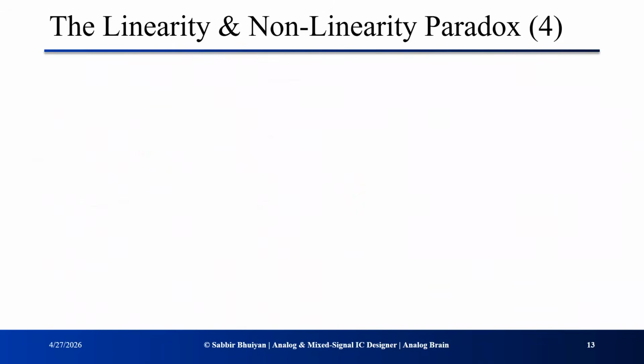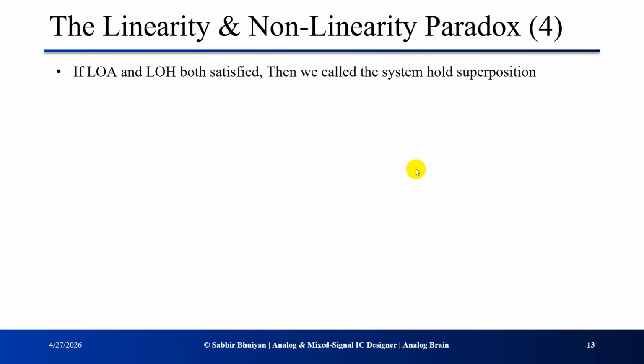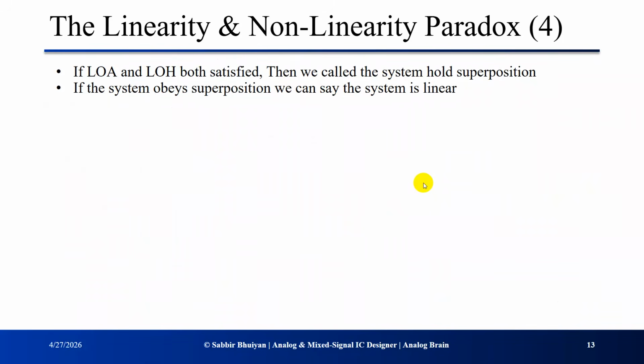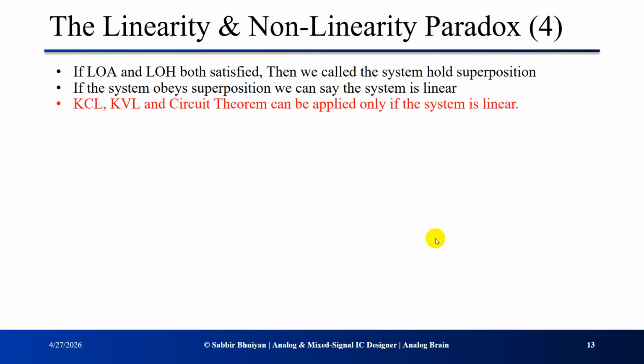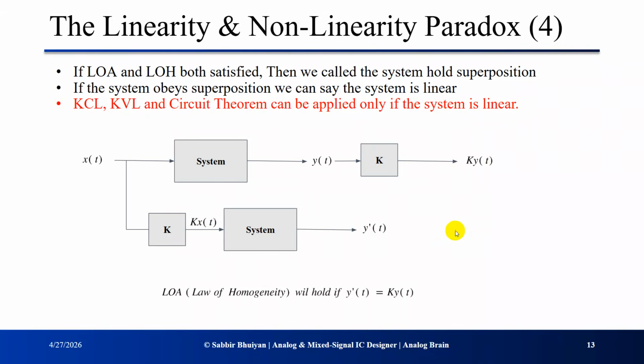So if both LOA and LOH are satisfied, the system holds superposition. Superposition is not just a mathematical convenience; it is the foundation that allows us to apply KCL, KVL, Thevenin, Norton, and every other circuit theorem we use in linear circuit analysis. If the system is not linear, none of those tools are valid. Keep that in mind. We'll come back to it.